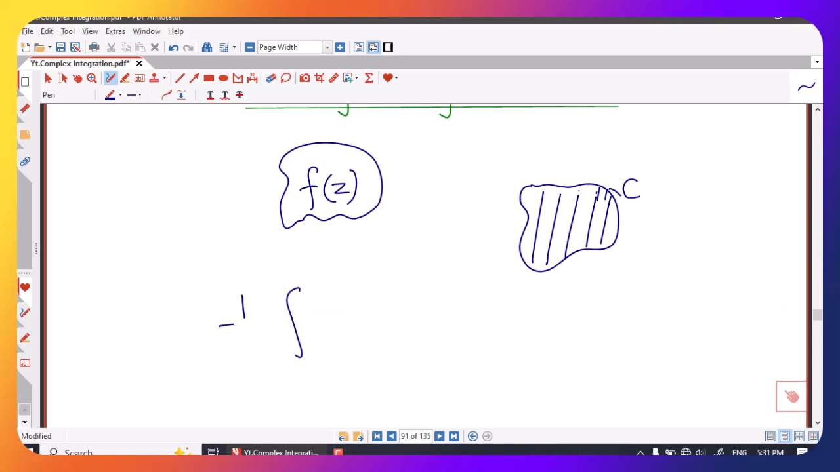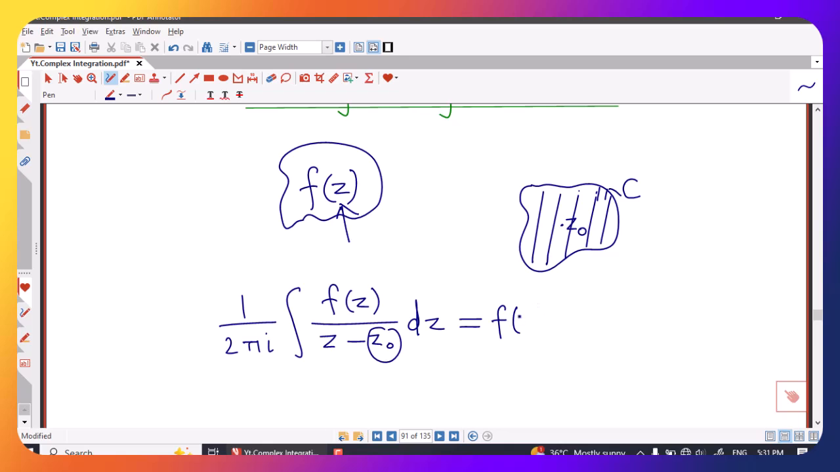we have 1 divided by 2 pi i times the integral of f of z divided by z minus z0, where this z0 is a point which is interior to this simple closed contour, and this integral is given by the value of this function f of z at point z0 which is inside this simple closed contour C.